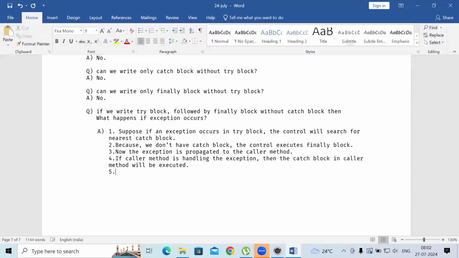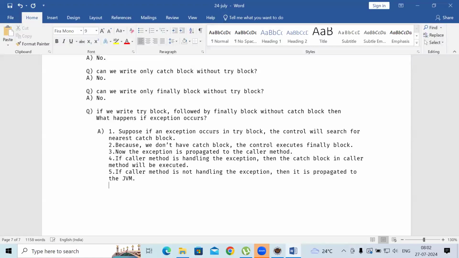Fifth point: if the caller method is not handling the exception, then it is propagated to the JVM.